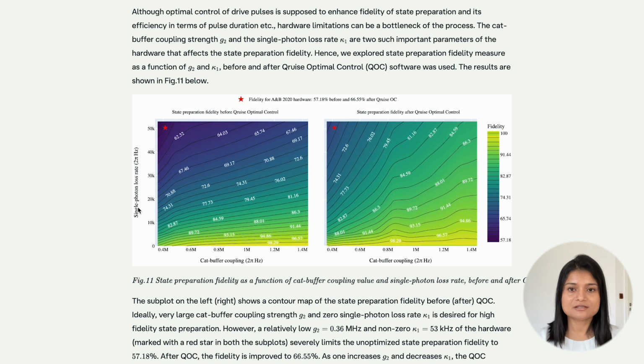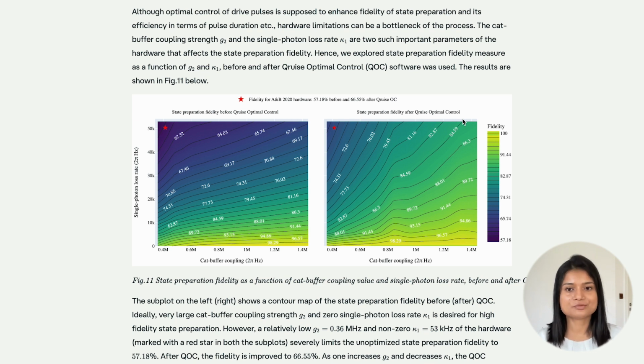So these contour maps here show the state preparation fidelity as a function of G2 and kappa 1. The red star in these diagrams denotes the G2 and kappa 1 values for the Alice & Bob hardware prototype from the year 2020. We explored the phase space by increasing the value of G2 and decreasing the value of kappa 1 compared to their 2020 hardware versions. The plot on the left shows the state preparation fidelity before using the Cruise optimal control software, and the plot on the right shows the same after using the optimal control software.